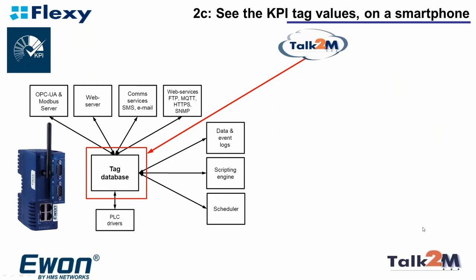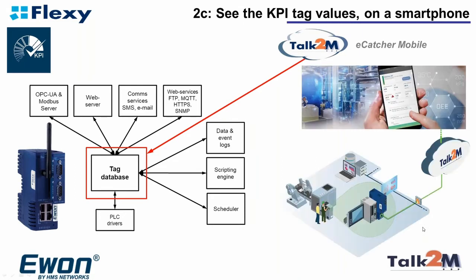As I mentioned before, there is also an eCatcher app, and you can use that eCatcher mobile app to see those tags on a smartphone as well. So if you don't have a PC around, you can use your smartphone or your tablet, and this app is available in terms of Android or for the iPhone as well.